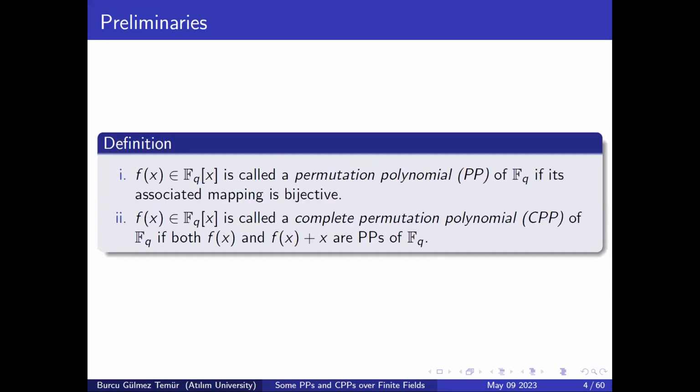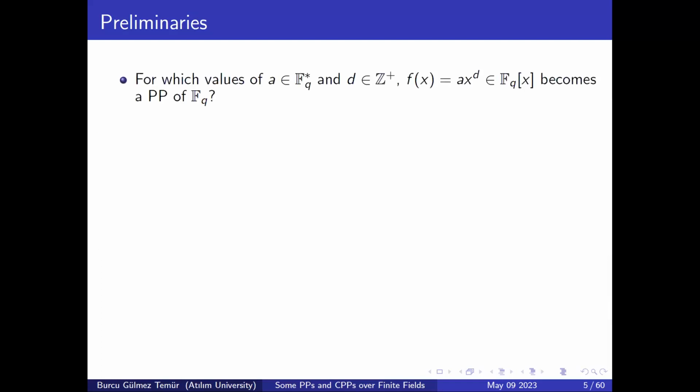Now, let me define simply what a permutation polynomial is. Its definition is very simple. A polynomial is called a permutation polynomial, which we abbreviate as PP, of the finite field F_q if its associated mapping is bijective. And moreover, if both f(x) and f(x) plus x are permutation polynomials at the same time, then we call it a complete permutation polynomial.